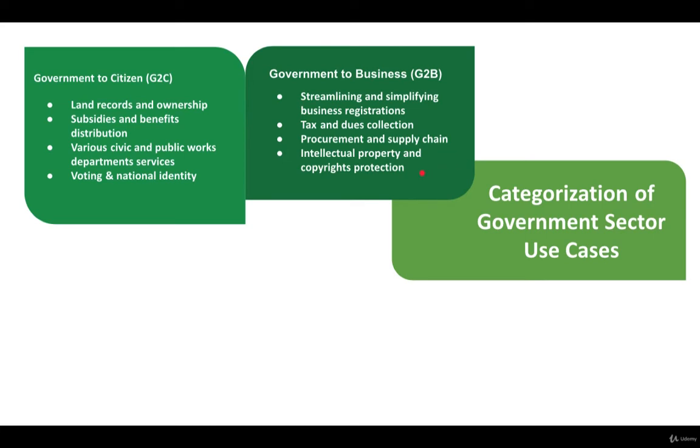Intellectual property and copyrights can be protected on the blockchain, because once they are stored and permanently available, there will be transparency, and that will be a permanent store.